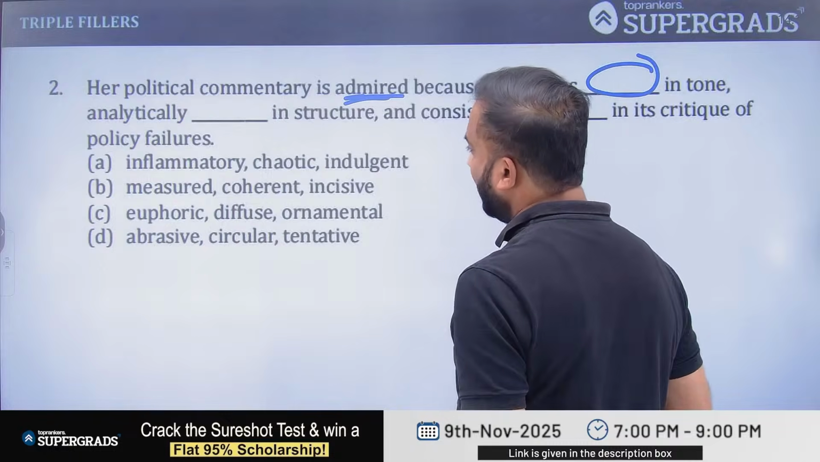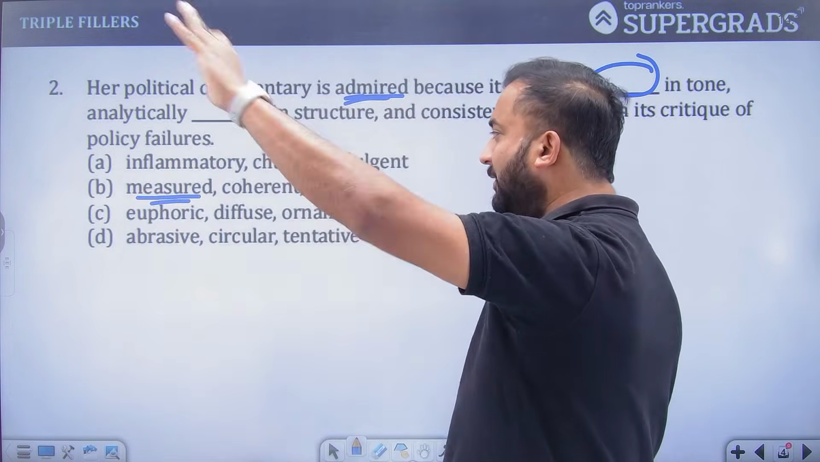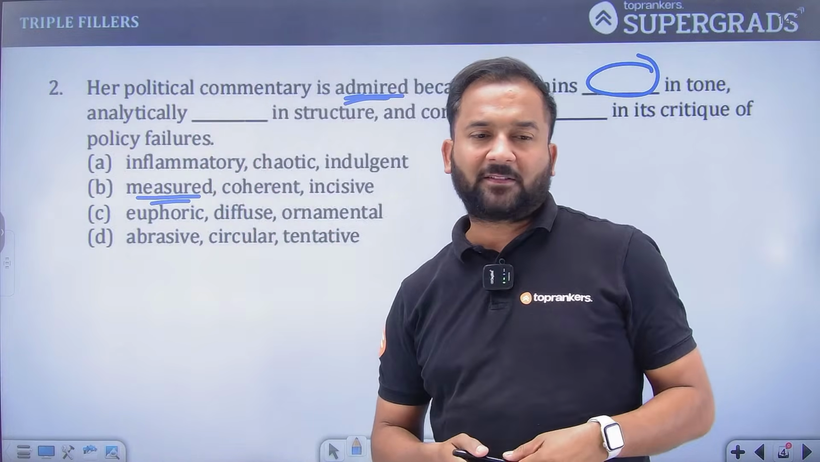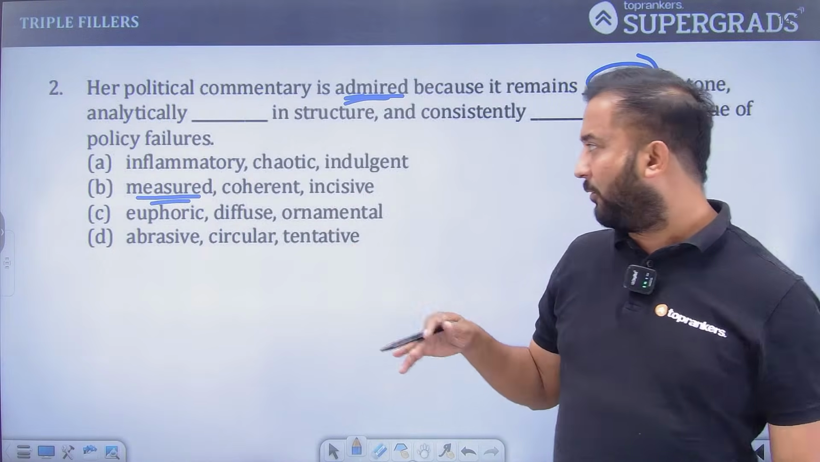Which word do I see like that? I think that should be measured. Inflammatory is one of the extremes. Euphoric is again very joyful, so that would again be something that I'd call very extreme. And abrasive is also a very rough tone.